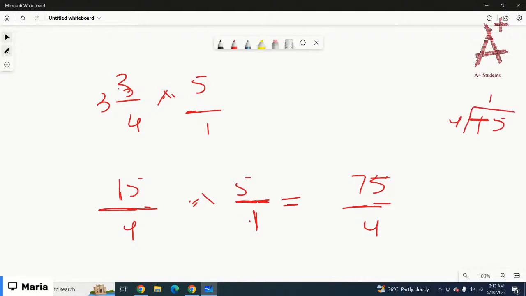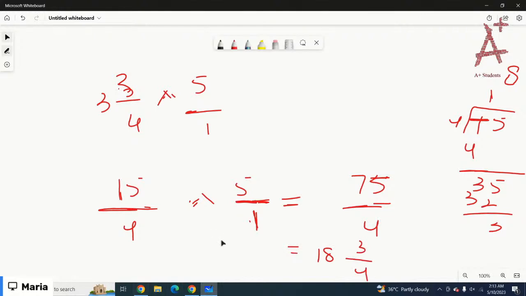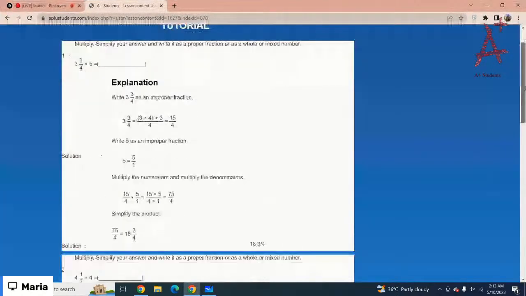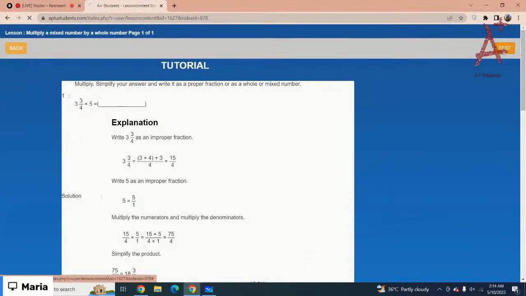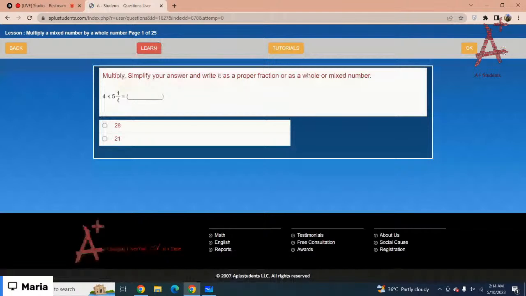It would be 4 times 1 is 4. 7 minus 4 is 3, and 4 times 8 is 32, and here you have 3. So it would be 18 whole 3 over 4. The correct option is 18 whole 3 over 4. Got it? So multiplying a mixed number and a whole number means you have to convert the mixed number into an improper fraction. Then you have to multiply numerator times numerator and denominator times denominator, like you multiply fractions. If you have any questions, just write down the question in the chat box. I am here to answer all your questions and confusions if you have any.